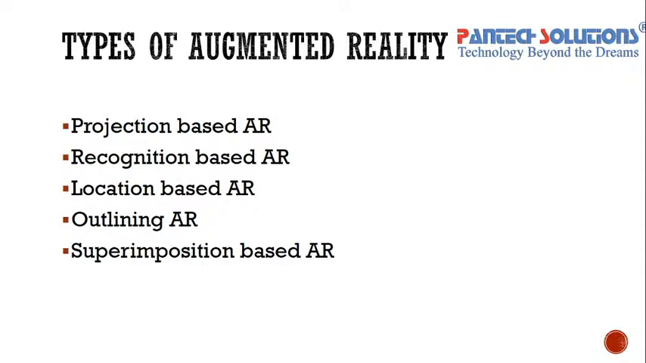So what are the different types of augmented reality available over here? Before going to the types, let us see how augmented reality is implemented in real time in two kinds of applications. One is with the game and another one is a real-time application with Google Maps.